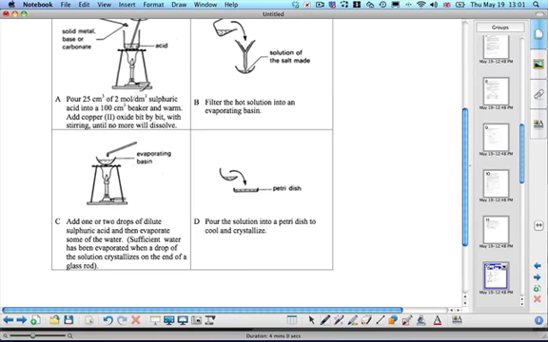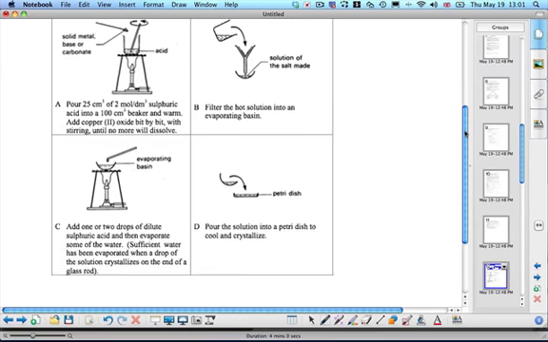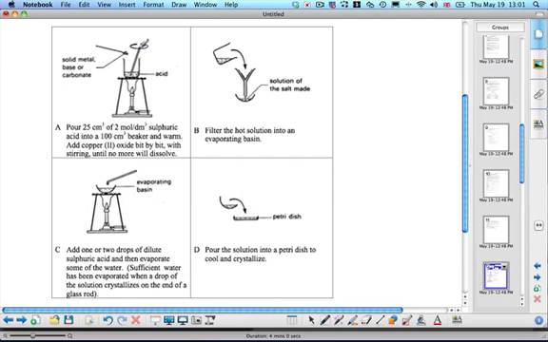So if you can see on this diagram, a little bit better than mine, you add the excess until no more will dissolve. You filter. The excess remains up here. And then you just evaporate off and crystallize the new salt. Okay? So what I'd like you to do now is 2 little things.